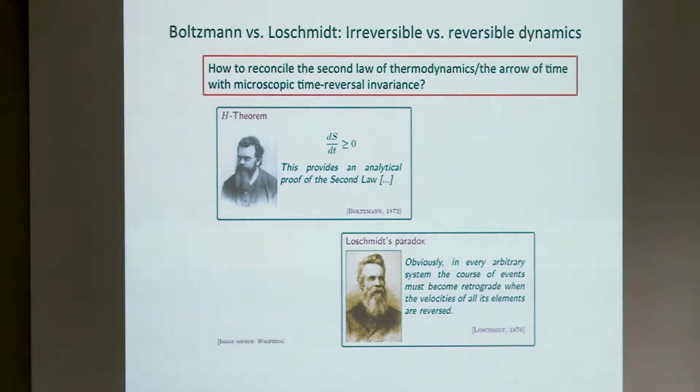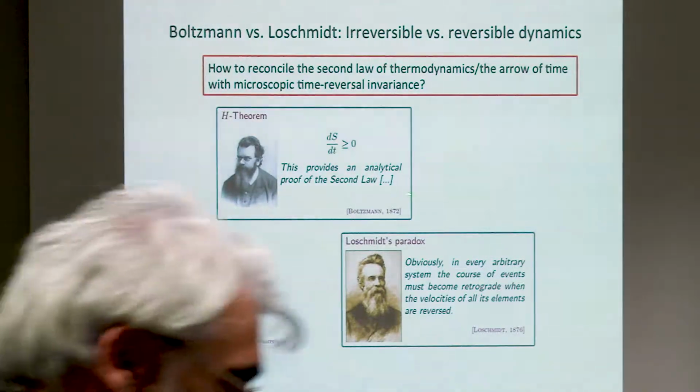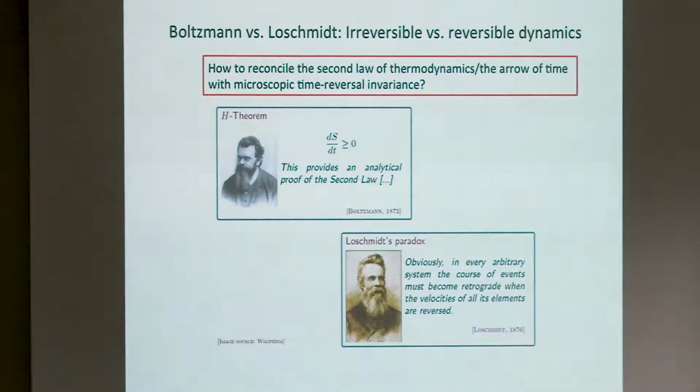And so Boltzmann derived, using his Boltzmann equation under certain assumptions for gases, the fact that the entropy of an isolated system is a non-decreasing function of time, and considered this an analytical proof of the second law. Loschmidt famously objected to this with the following Gedanken experiment.